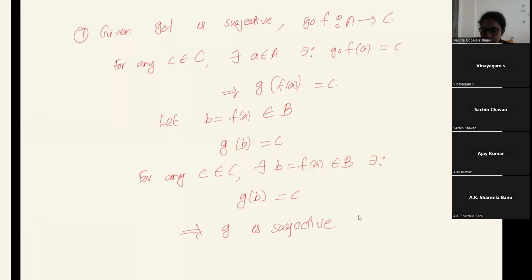Any doubt here? Why this is surjective? Is this clear? Yes, ma'am. Okay. So we are just using the definition of the surjectivity. For any map, there should be a pre-image that we have proved here. So G is surjective. Clear?